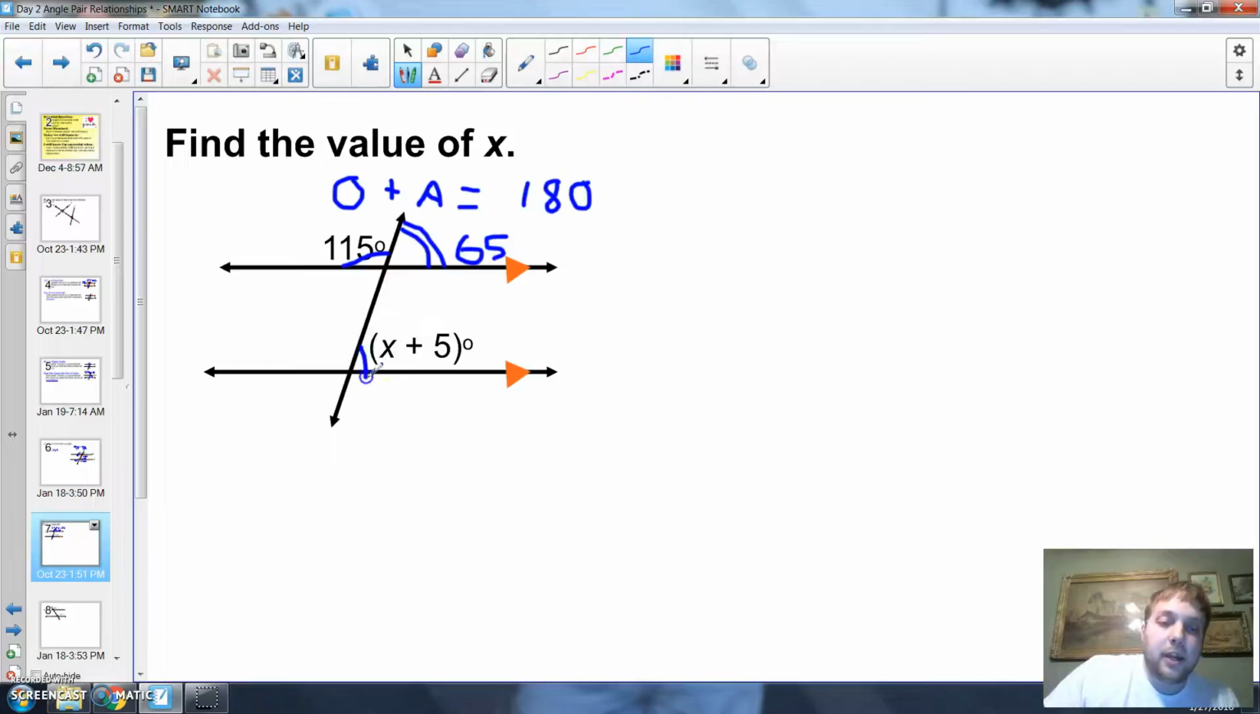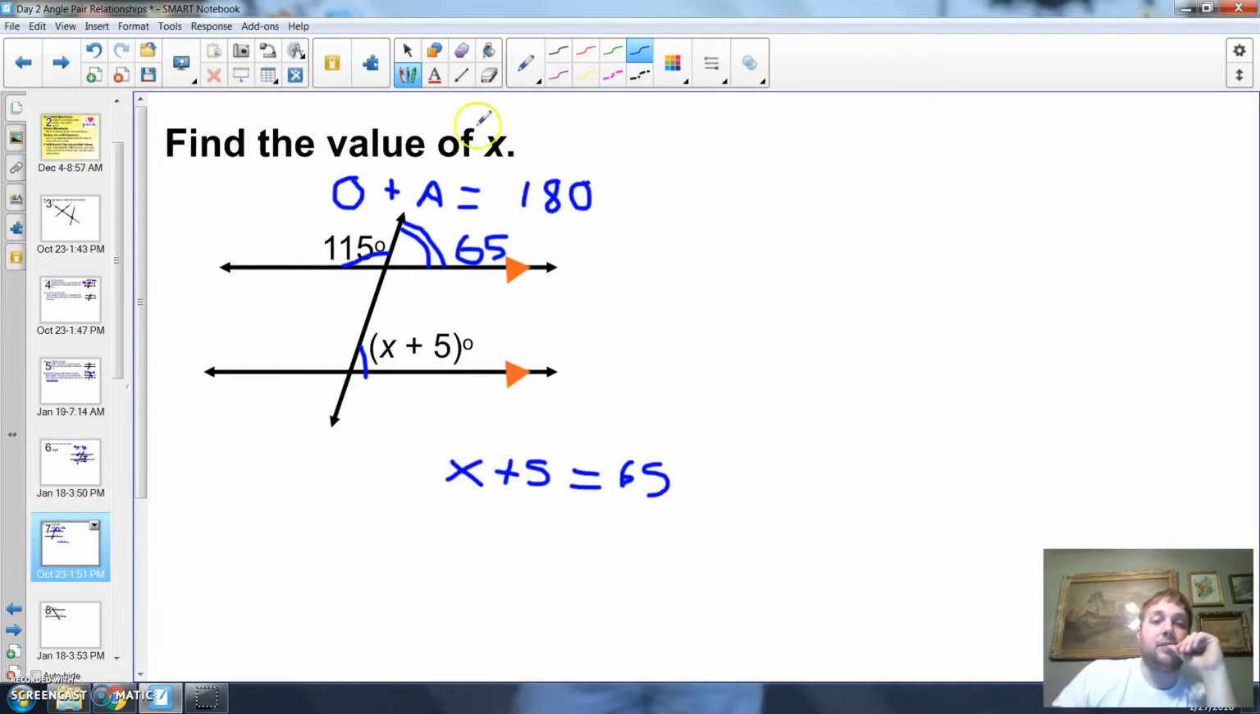Now this is an acute angle. So couldn't I say x plus 5? Isn't that 65 degrees? No, pay attention to this. This is an acute angle. All acute angles are going to be the same when you have parallel lines. 65 is the same thing as x plus 5. It's kind of like that substitution thing. Can I solve for x now?